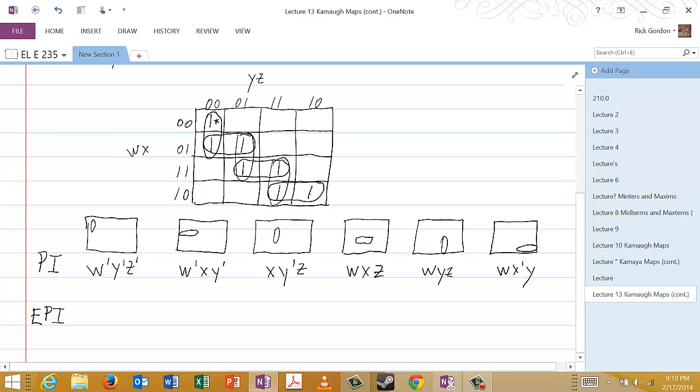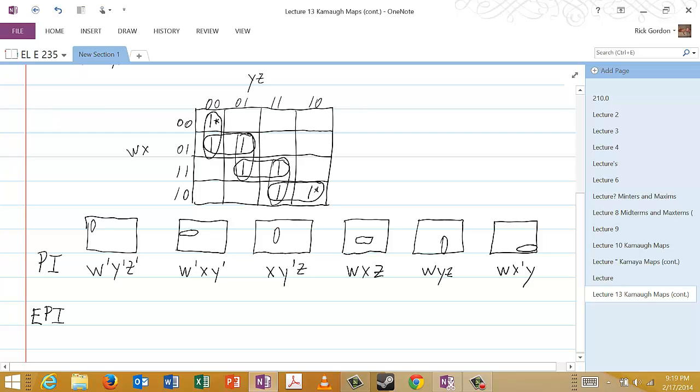But the final one down here in the lower right hand corner is contained within only 1 prime implicant, so it is essential. So of those 7 ones that we have in this problem in the Karnaugh map, only 2 are essential. The one in the upper left hand corner and the one in the lower right hand corner.